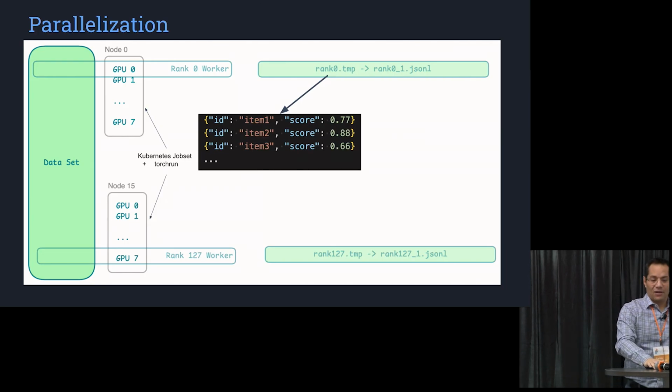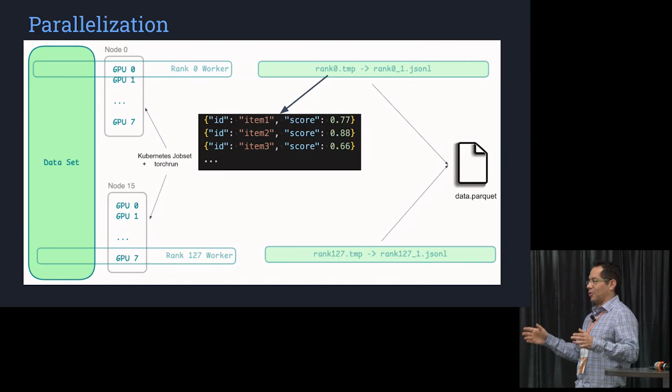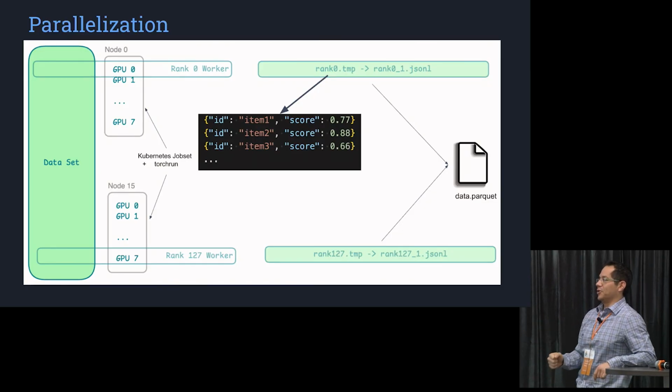And then once all of these processes were done, it was relatively simple to now, like on a single worker, just collect all of those JSONL files into your data Parquet that now had the metadata that you had just computed.